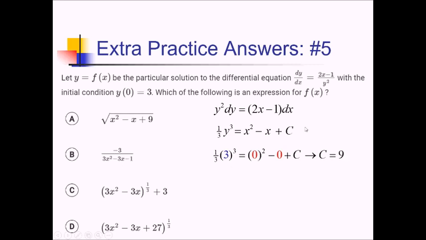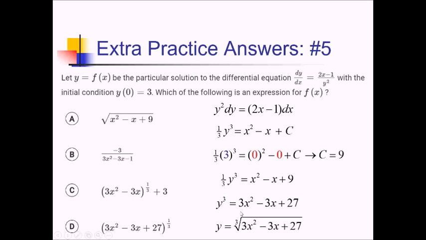So plugging 9 back in for c up in this equation we just wrote, we have 1/3 y cubed equals x squared minus x plus 9. Not quite there yet, though. We still have to isolate y. So one step I need is multiplying everything by 3. That's 3x squared minus 3x plus 27. And then don't forget to cube root both sides to get y by itself. So we just have the cube root of all that craziness over there, which ends up being, I guess you could write this as the 1/3 power as well, and that would give us answer choice D.